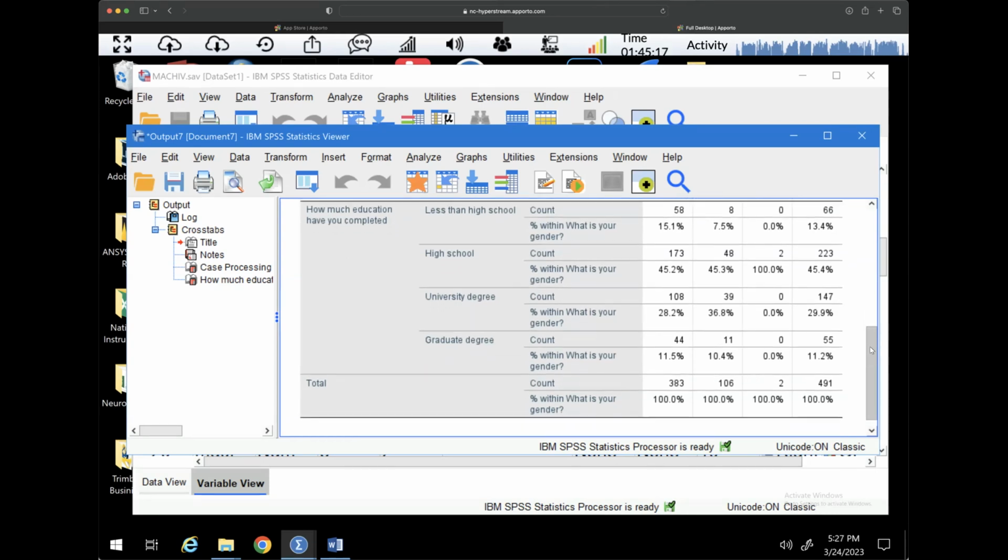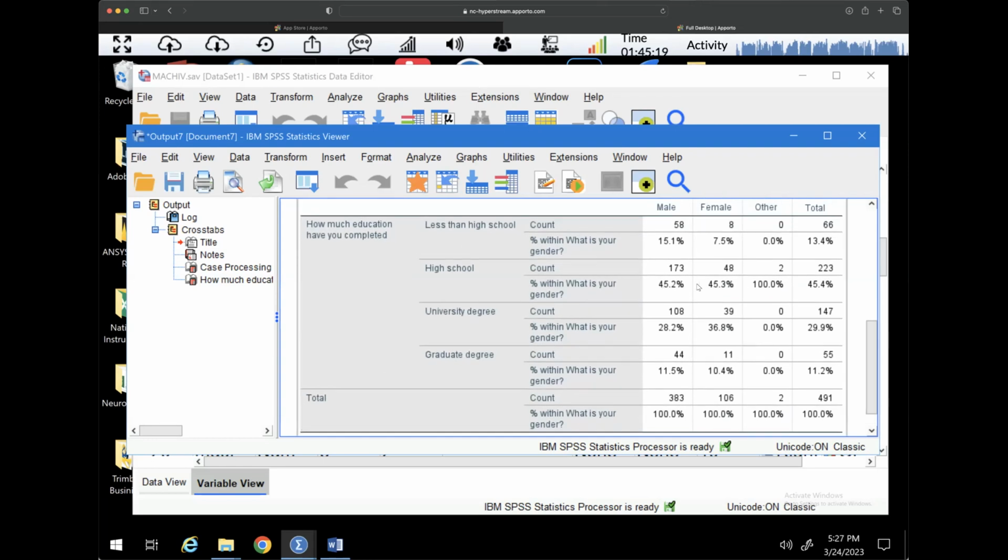So here we can look at the distribution of percentages across these different columns. For less than high school, we have a higher percentage of men who had less than high school than a percentage of women who had less than high school. The percentage of high school degrees is actually very close. We don't see a big difference here, except that other is 100% of the responses. But we can see the total is 45.4%, so this is really similar.